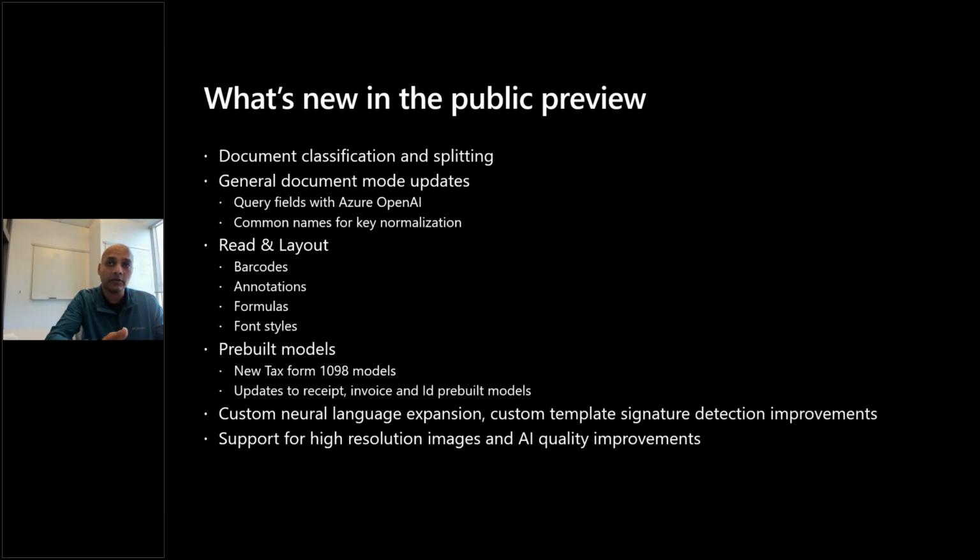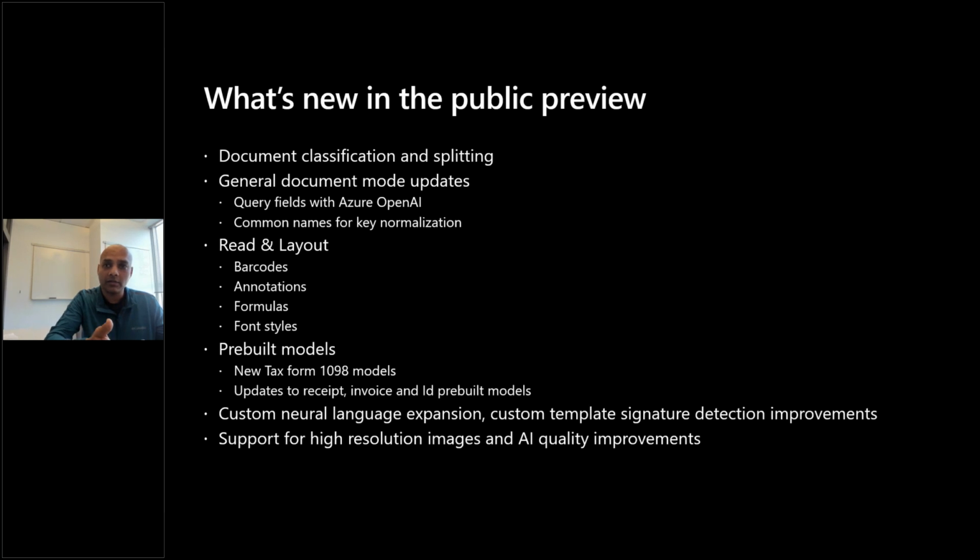The other new capabilities are adding to the general document model. We've added a new capability for zero-shot extraction within the general document model that uses the OpenAI technology. What it does is allow you to provide a hint in terms of fields that you might want to extract that may not be extracted by the model itself. And that's another thing that I'll show you a quick demo on as well.